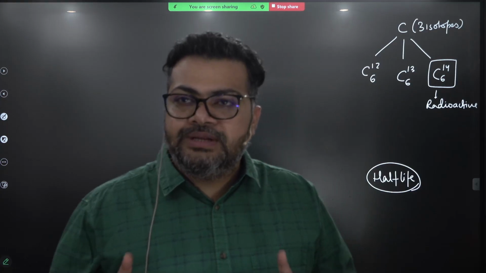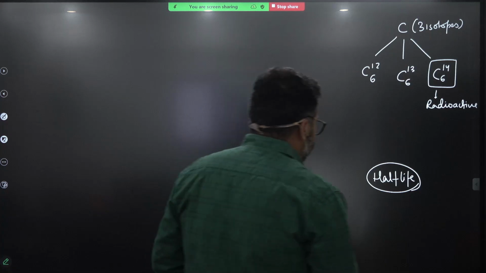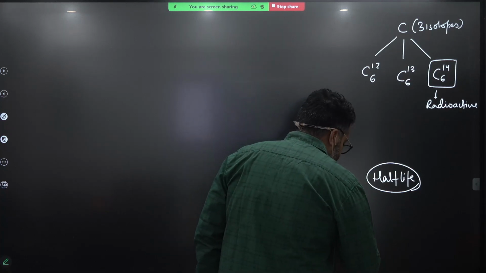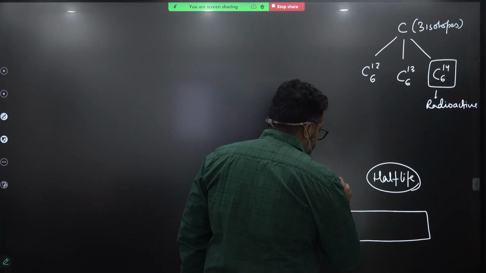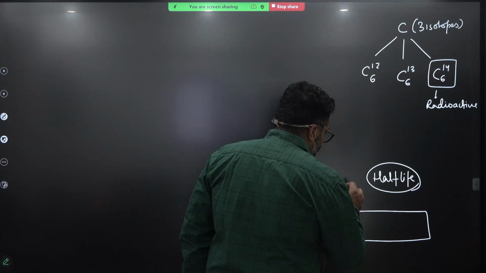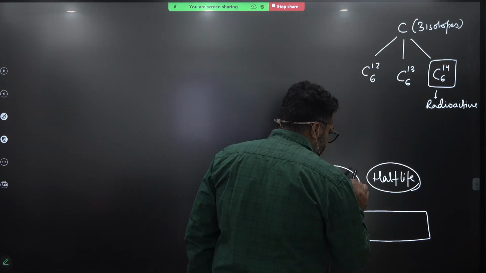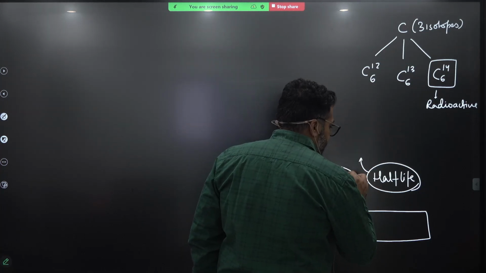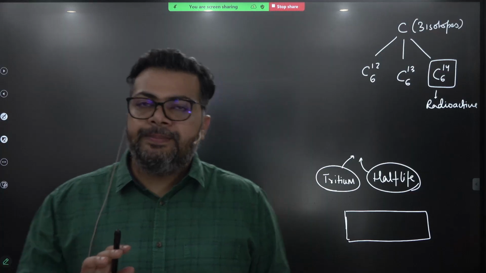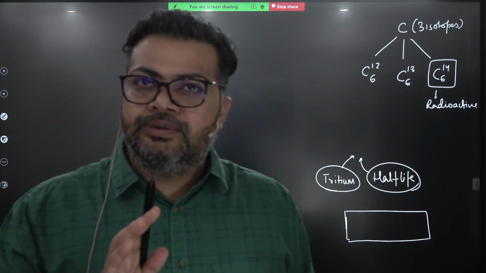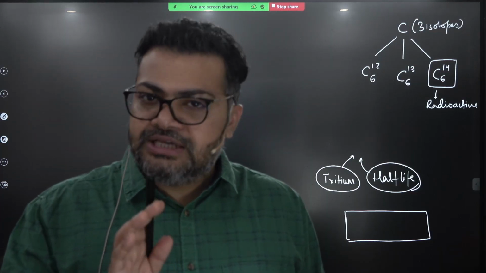What does that mean? Please pay attention here. Let's suppose, we all know that tritium is a radioactive nucleus, and guys, there is a formula through which the half-life of tritium can be calculated. There is no need to remember the formula. I can tell you the formula, but there is no need to remember it because UPSC does not ask numericals.